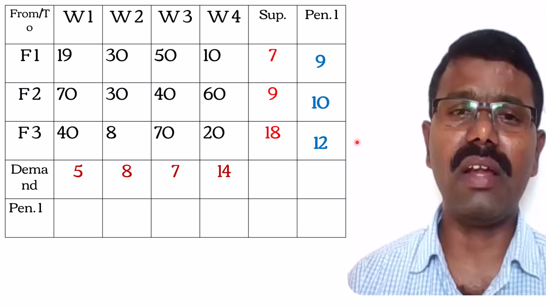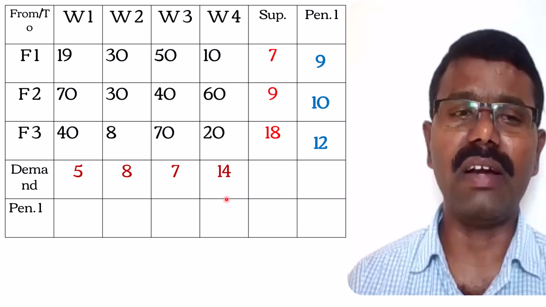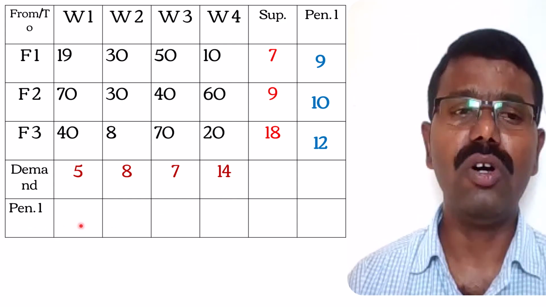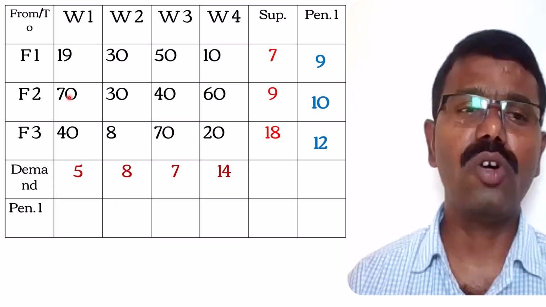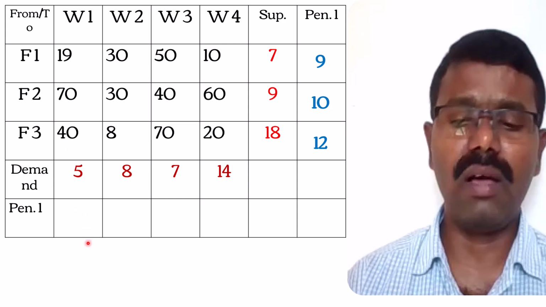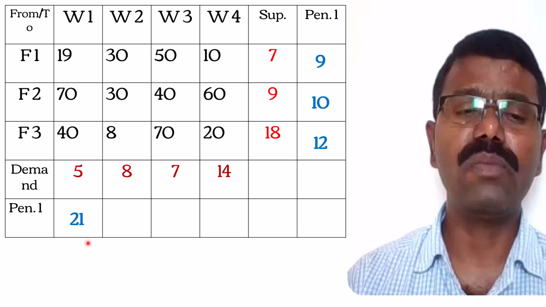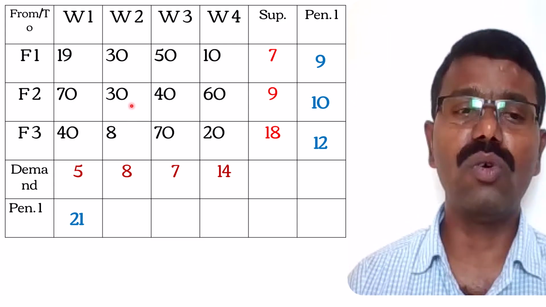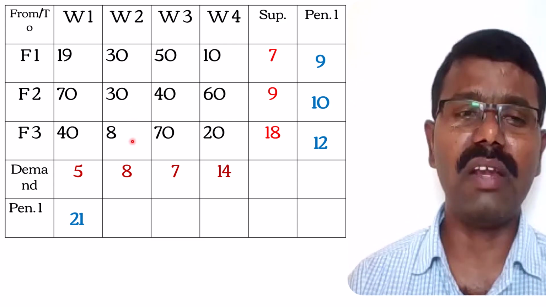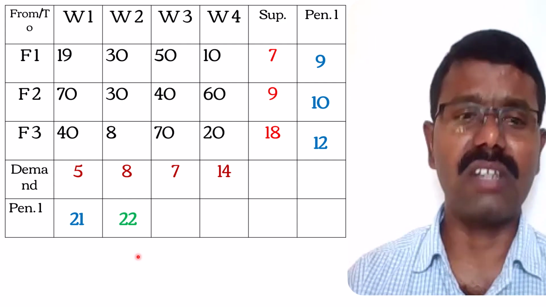In the same manner, for every column, we need to calculate the penalty. Again here also the penalty is the difference between least costs. So here the least cost is 19, the next least cost is 40, 40 minus 19 is the penalty in the first column. And in the second column, the difference between the two least costs is 30 minus 8, 22 is the penalty.